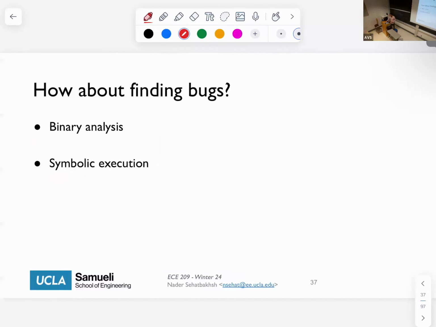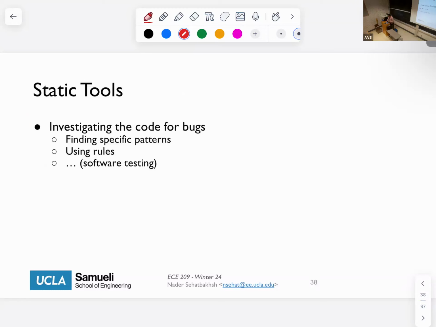But what I want to talk about now is, can I use these sorts of analysis engines to find specific patterns in my system, such that if I find those patterns, I can say that this system is, for example, vulnerable to buffer overflow, or vulnerable to ROP, and so on? There are various ways of doing this. There are generally binary analysis tools, and then there are also what we call symbolic execution tools.